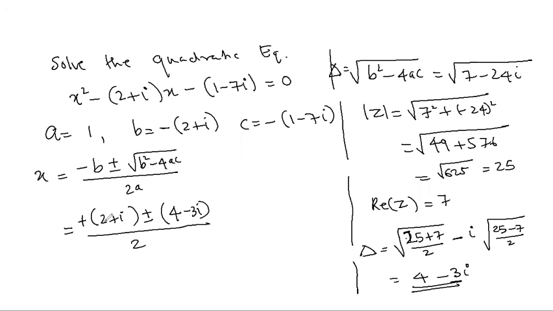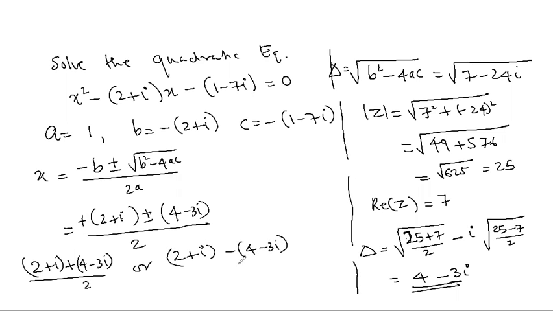Now there are two cases. 2 plus i plus 4 minus 3i, divided by 2, or 2 plus i minus (4 minus 3i), divided by 2. So 6 minus 2i divided by 2 gives 3 minus i. In the other, 2 minus 4 minus 2 divided by 2 is minus 1, and 4i by 2 is 2i.